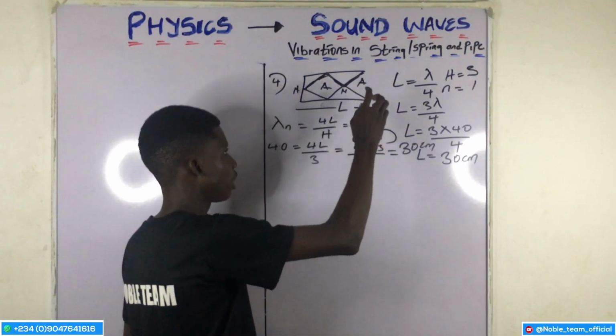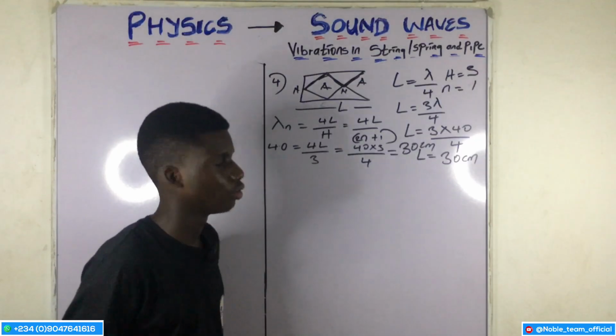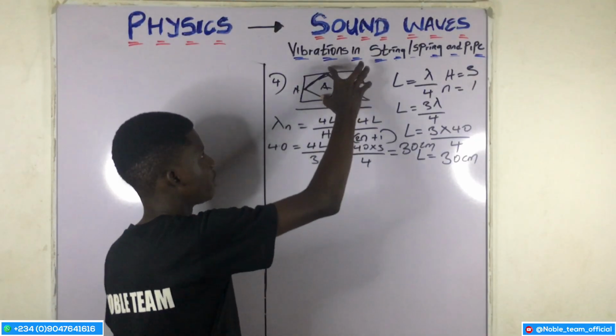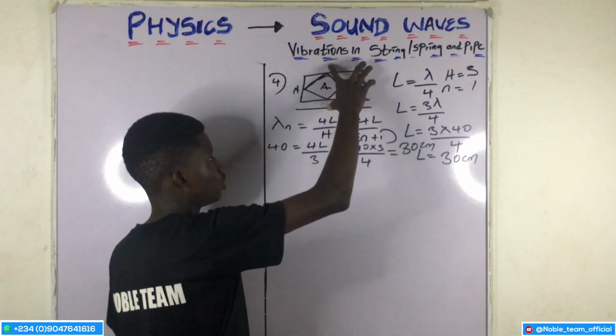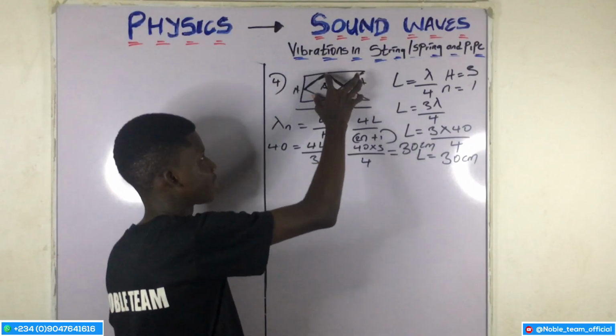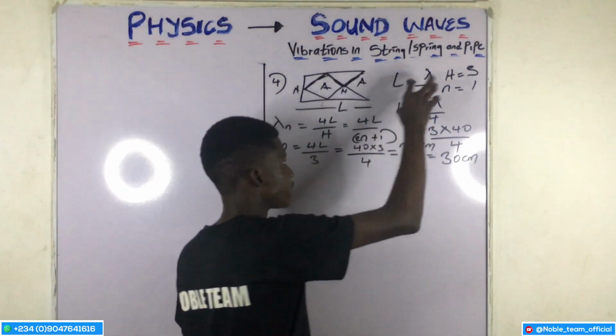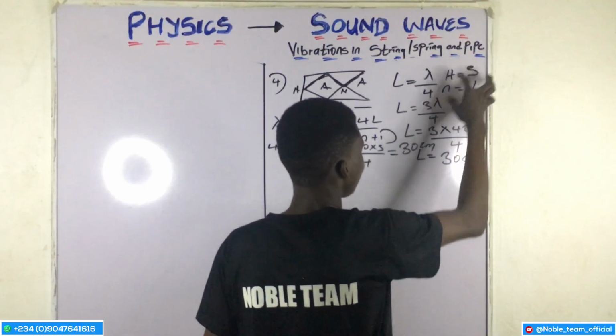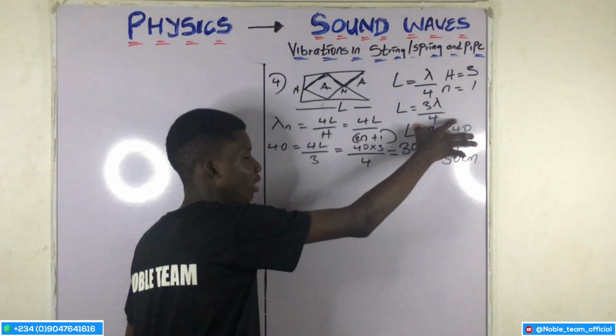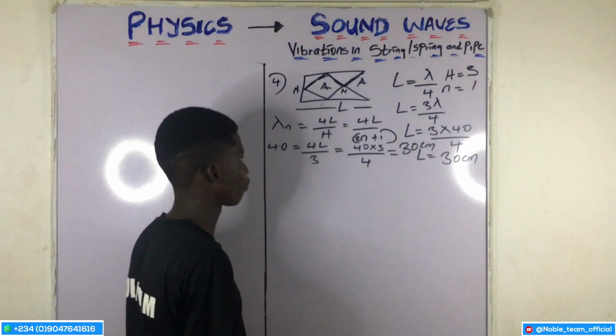Even though, remember that I also said that node is lambda over 2, then antinode is lambda over 4. Now, since this is a full loop, it's like saying lambda over 2 plus lambda over 4. If you do it, it's still going to give you 3 lambda over 4. Okay, do the maths yourself. You see everything I'm trying to explain.